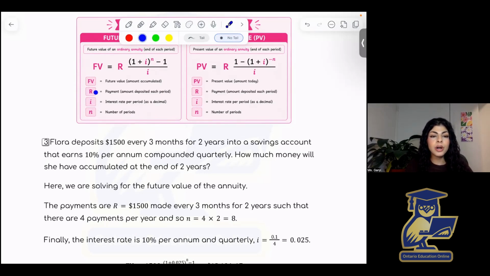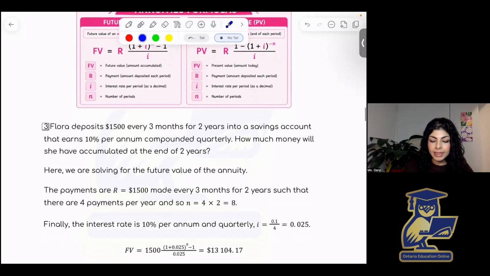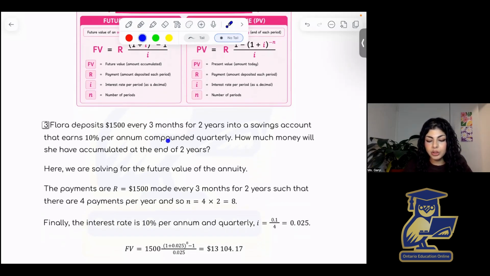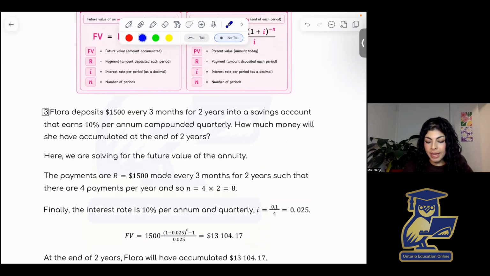So R, which is the regular payment per period, is going to be $1,500. And these payments are made every 3 months, which coincides with our compounding quarterly, which means that we are making 8 deposits over 2 years because we're depositing every 3 months. And so every year we have 4 payments and it's 2 years.